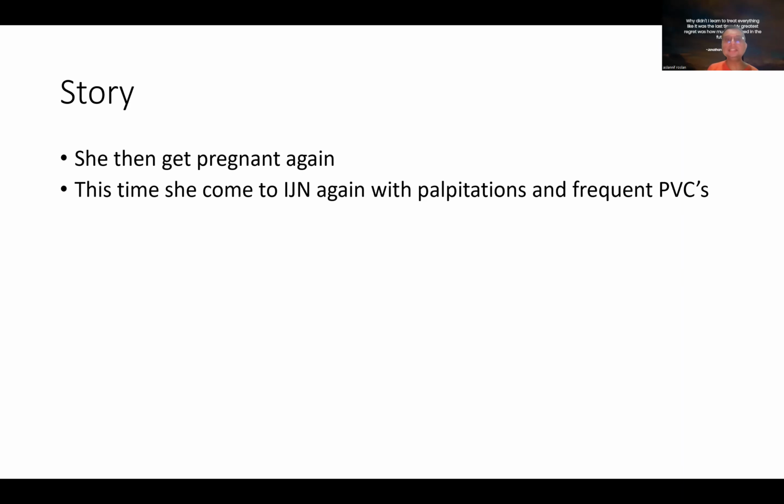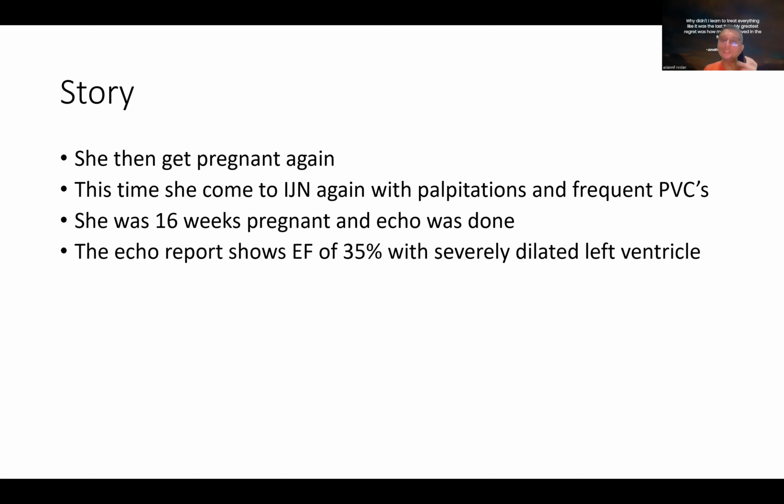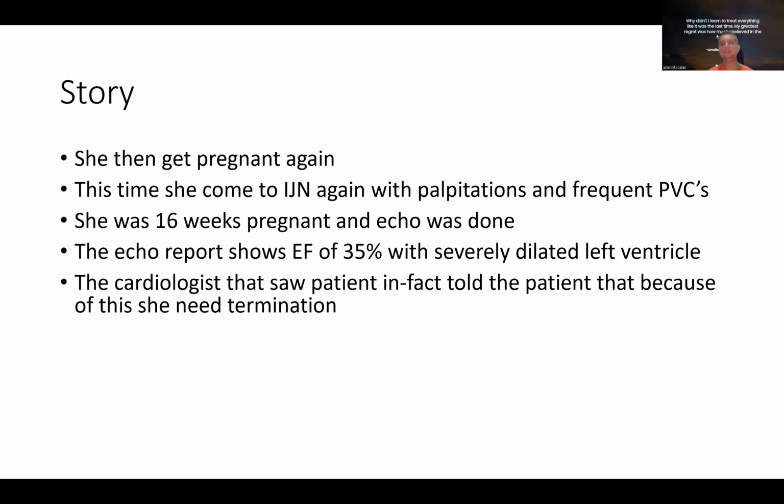So at first, she actually came to IJN, didn't see me, saw the other cardiologist with palpitation and frequent premature ventricular contractions. At that time, she was 16 weeks pregnant and an echo was done. The echo was reported, EF was 35% and severely dilated left ventricle. And as I told you just now, automatically, a patient that is pregnant with a low EF is considered high-risk pregnancy. 35% is even more so, and severely dilated left ventricle.